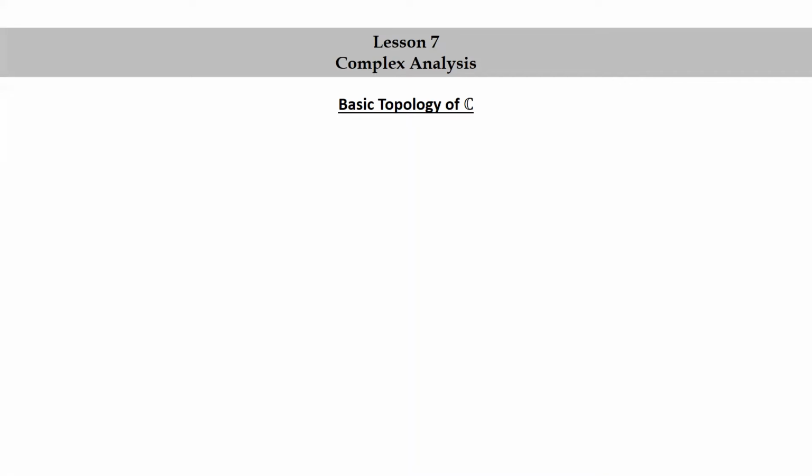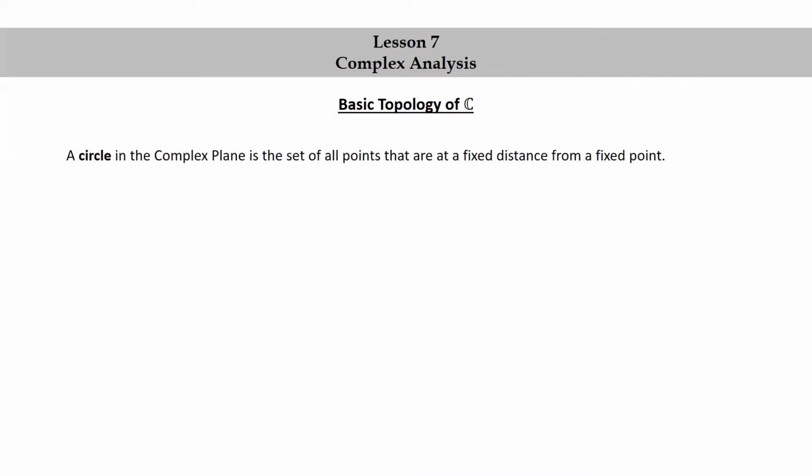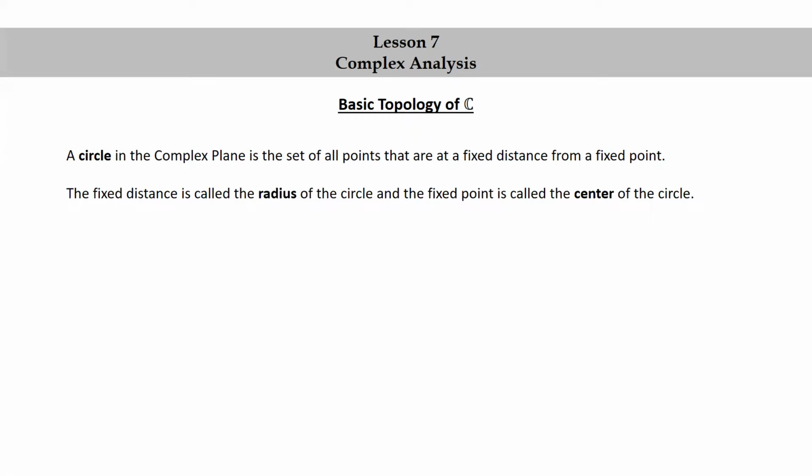Basic topology of C. A circle in the complex plane is the set of all points that are at a fixed distance from a fixed point. The fixed distance is called the radius of the circle, and the fixed point is called the center of the circle.